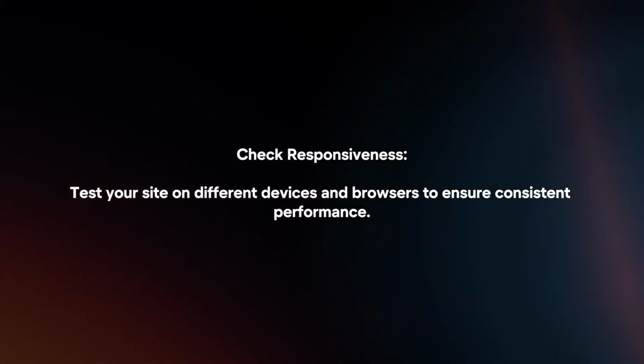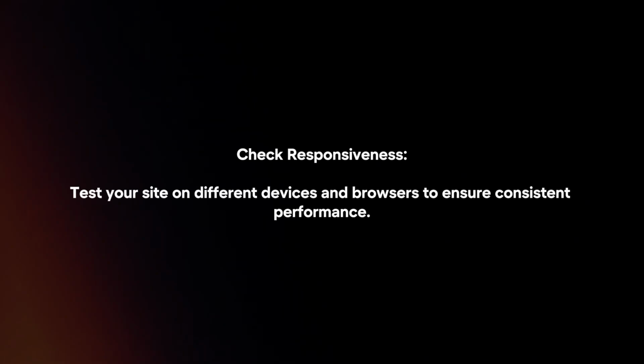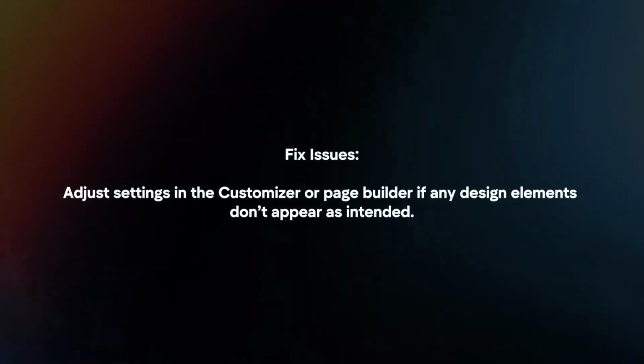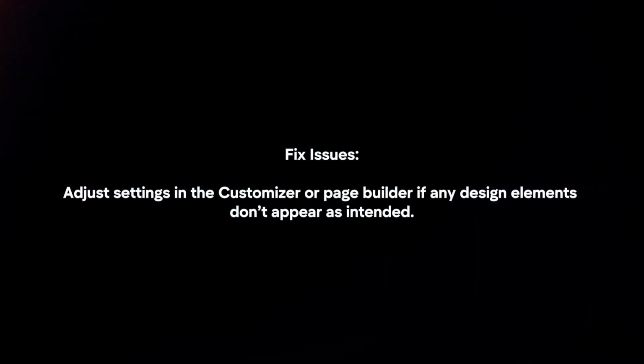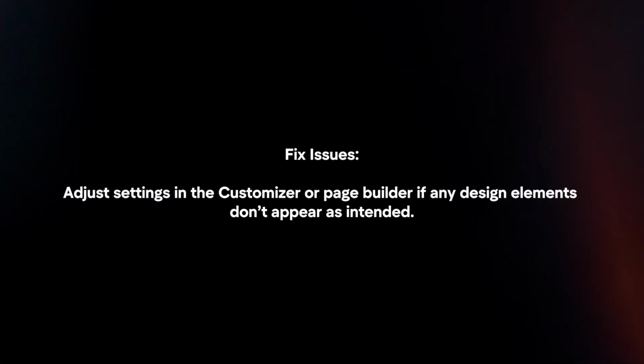Test your website. Preview your site. Click Preview in the WordPress dashboard to see how your website appears to visitors. Check responsiveness. Test your site on different devices and browsers to ensure consistent performance. Fix issues. Adjust settings in the customizer or page builder if any design elements don't appear as intended.